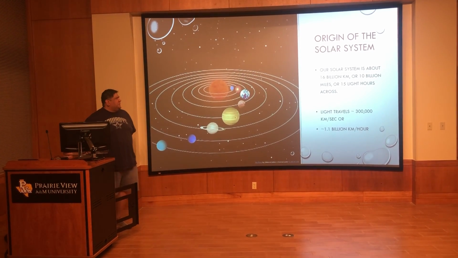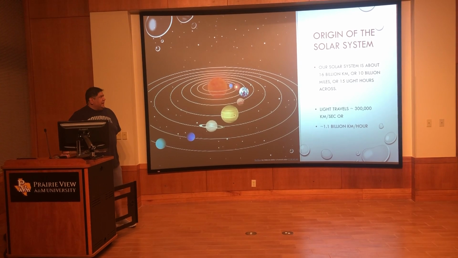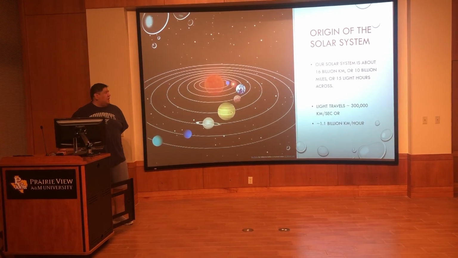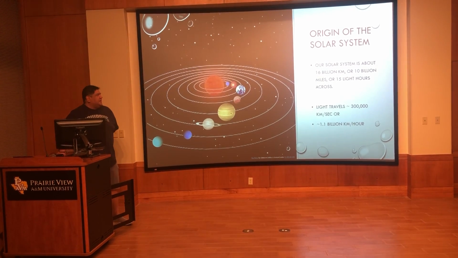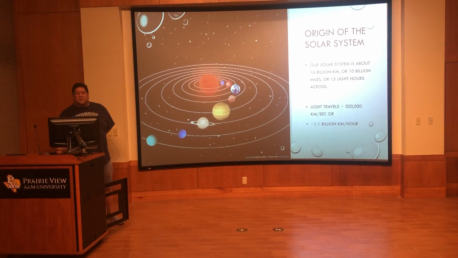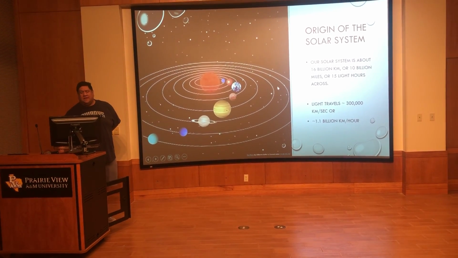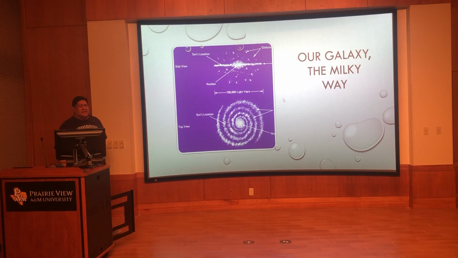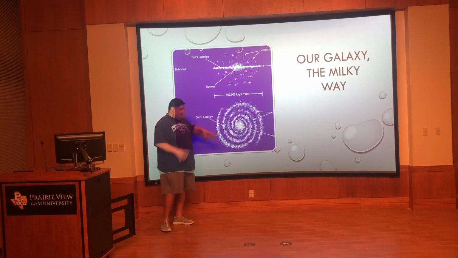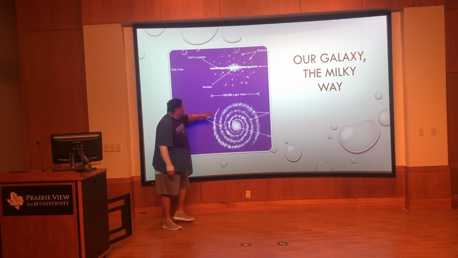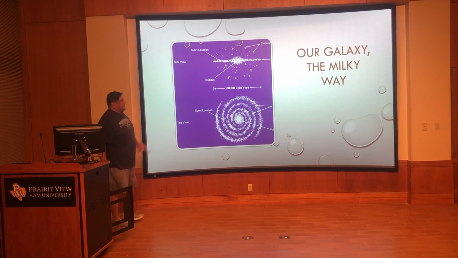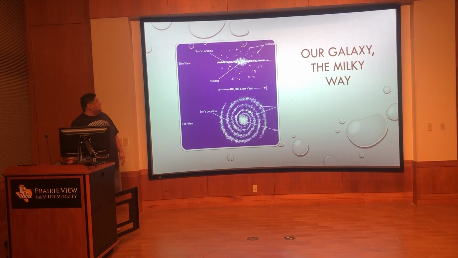Our solar system is about 16 billion kms, or 10 million miles, or 15 light hours across. That's pretty far. Light travels about 300,000 kilometers per second, or 1.1 billion kilometers per hour. That's pretty vast space. Our galaxy is a spiral galaxy. As you can see here, this is looking at it from the top, and this one is looking at it sideways. Like I said, it's the Milky Way, and it's a spiral galaxy.